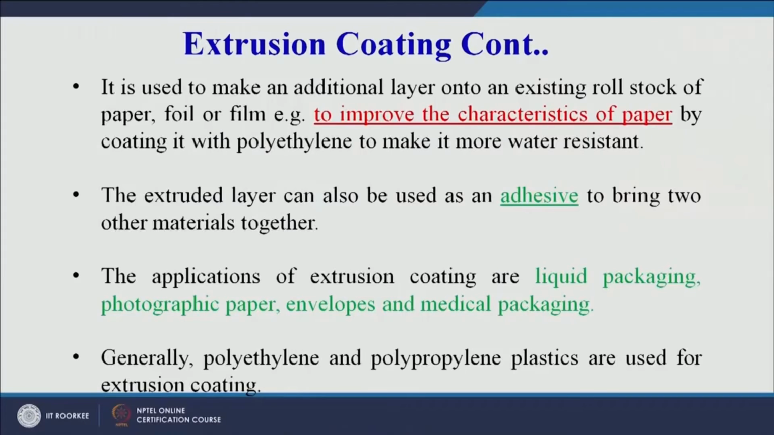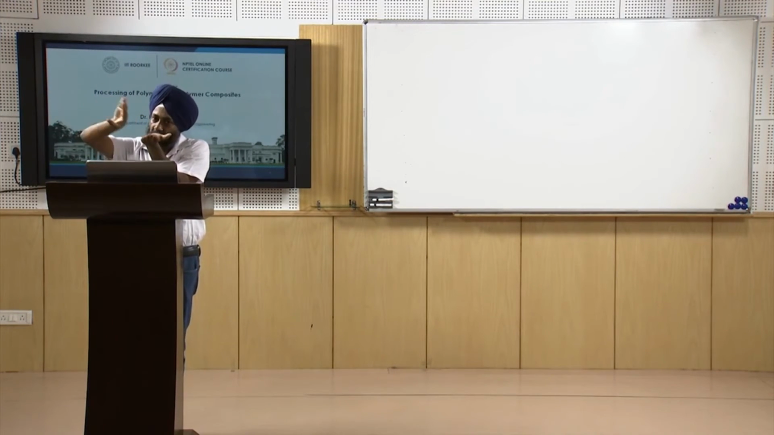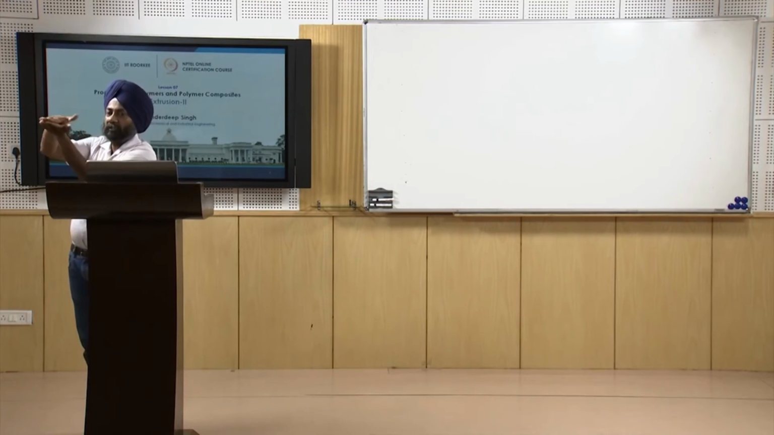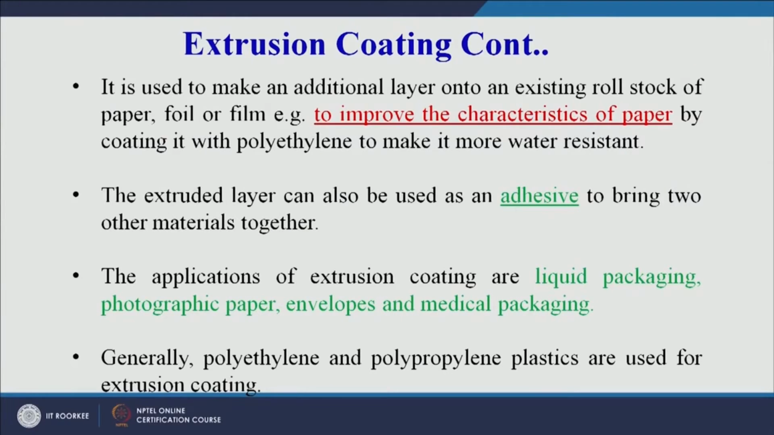The applications of extrusion coating are liquid packaging, photographic paper, envelopes, as I have already told, and medical packaging. So with this technique, you may have paper coming from one side, then the adhesive coming from the other side, another paper coming from another side, and all three are getting combined together and rolled over the final roller, and then they can be used for specific applications. Generally polyethylene and polypropylene plastics are used for extrusion coating. So specifically two plastic types are mentioned here which are used for the extrusion coating technique.